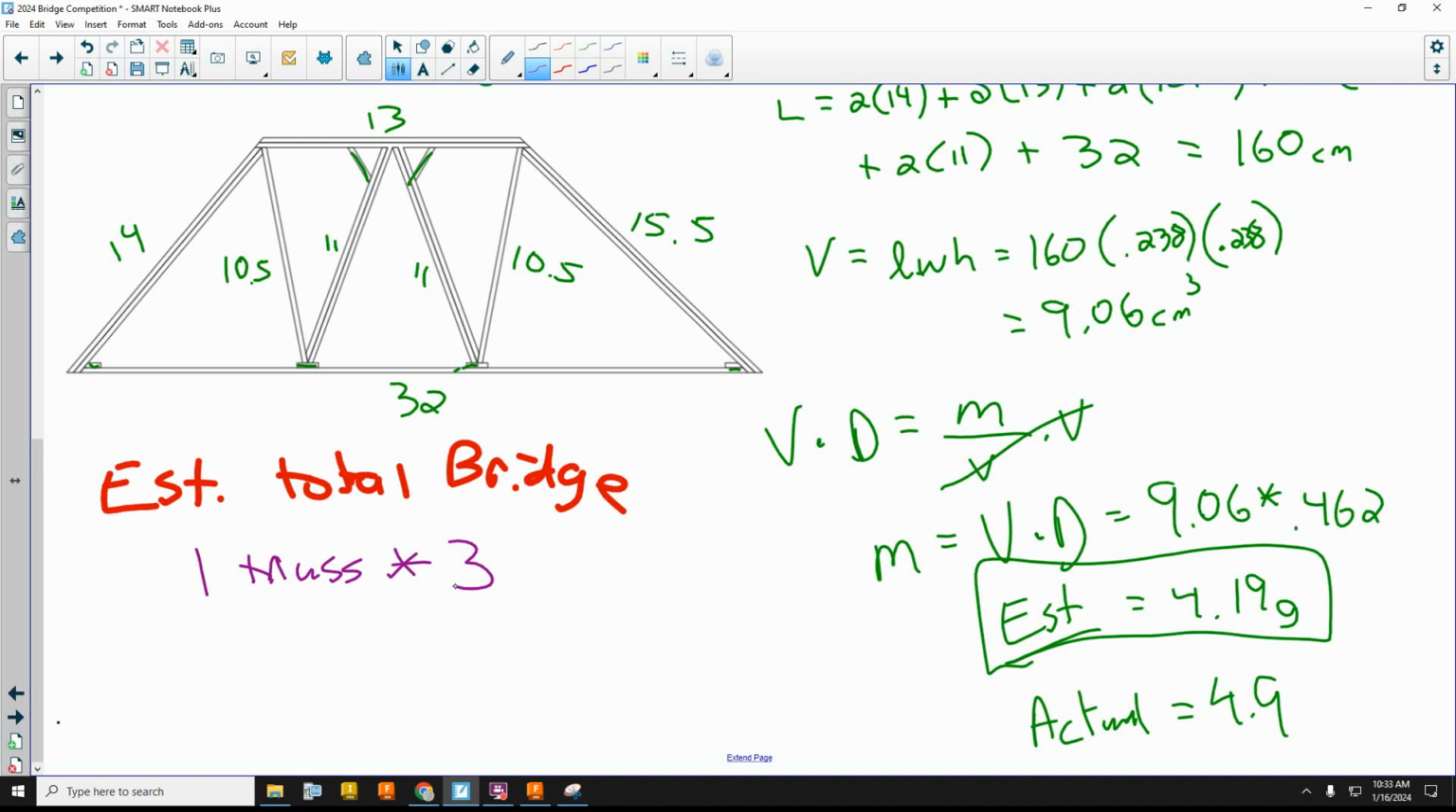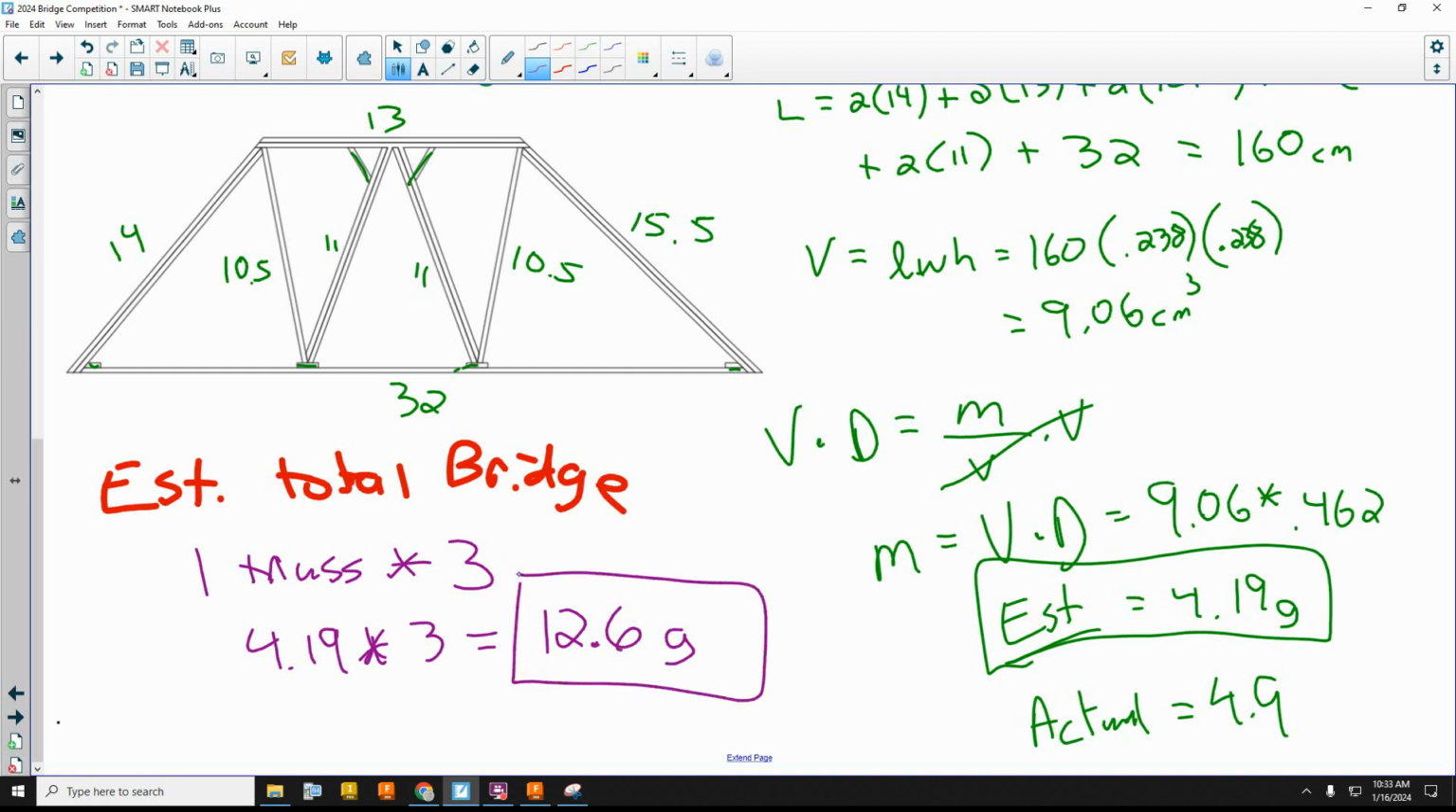So if I do that, that is 4.19 times 3, which would be an estimate of about 12.6. I rounded up a little bit on the 4.2, I think. Yeah, 4.2 times 3 would be about 12.6 grams. I'll bet I come out pretty close. Now, the other bridge that I did this with, I estimated 15 grams. It actually came out at 12.5. But we would rather have an overestimate a little bit than an underestimate.